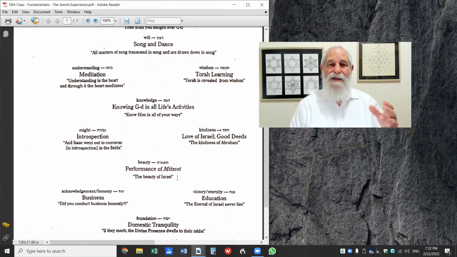And the idea is to learn how to do mitzvah, not by rote and not only from obligation. Of course, mitzvot are an obligation, but to do them in the most beautiful way possible.